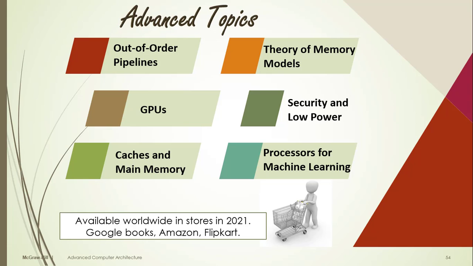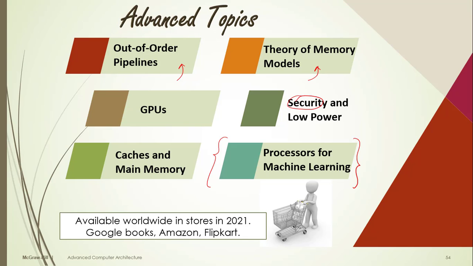There, of course, modern out-of-order pipelines are discussed. GPUs, graphics processor units, which are specialized processing systems for graphics, games, videos. Then theory of memory models, which talks about multiprocessing, security, and of course low power. And a very exciting area, other than caches and main memory, is processors for machine learning.